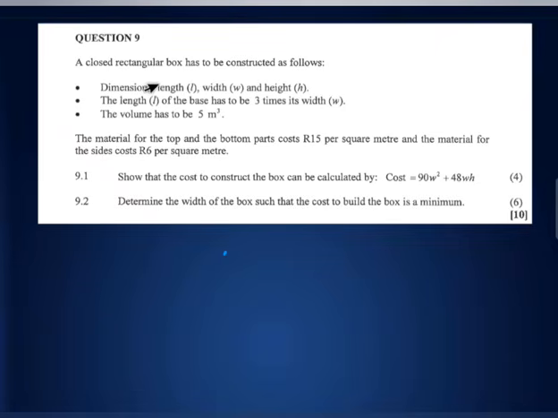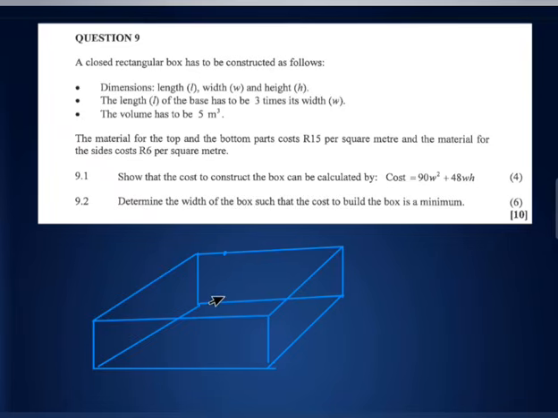So a closed circular box has to be constructed as follows. So now they say the dimensions, length, width, and height. And so we have got, let's just draw the box. All right, great. So here is the box. So it has to have the length, the width, and the height.